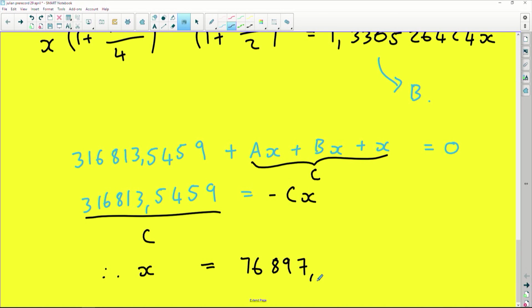76,897. Now this is where I can actually round off. I'm going to round it to 2 decimal places. It's going to be 676.68. And we're working with money, so that's going to give me rands.